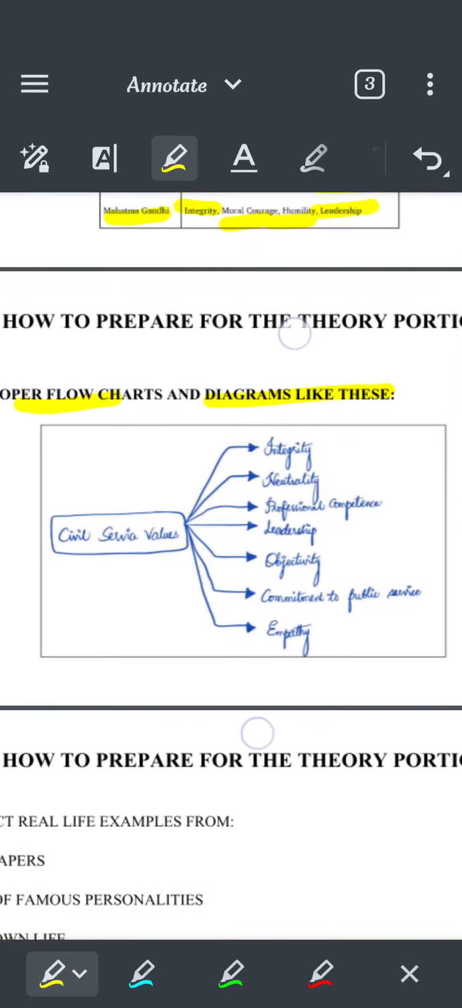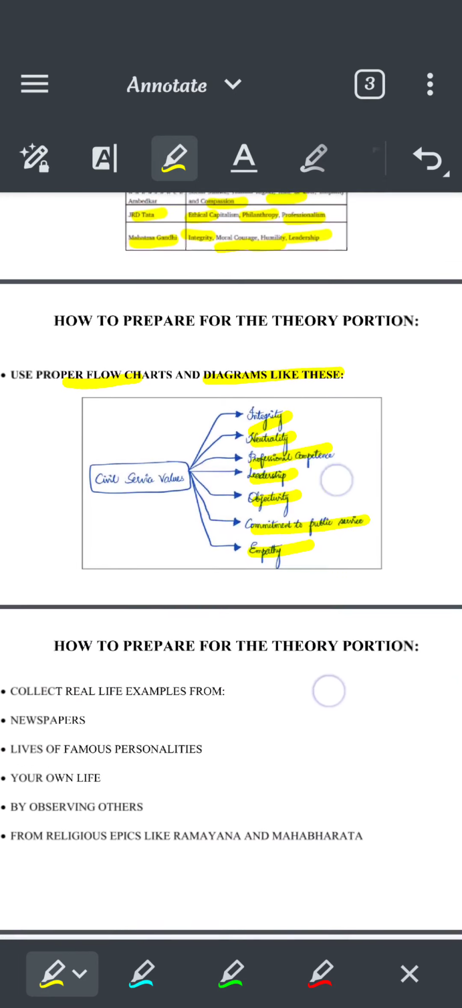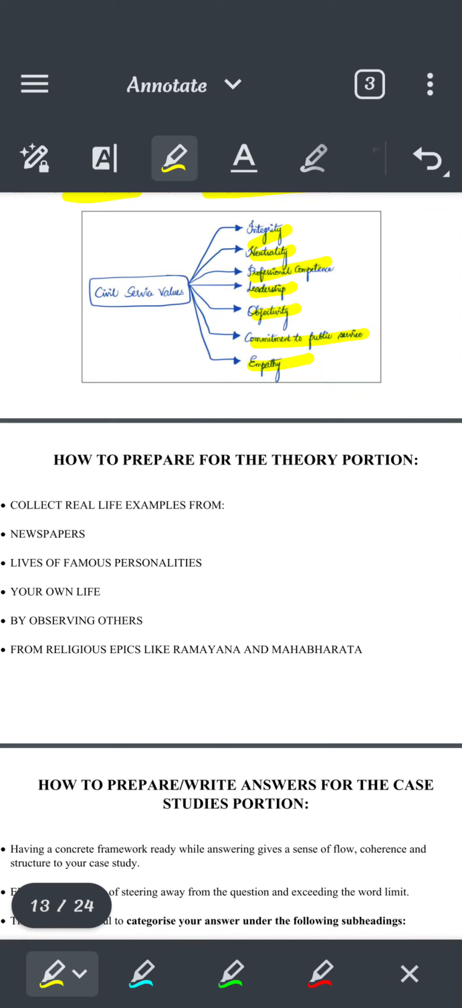So civil service values, various civil service values, are defined by the Nolan Committee as well. The various values are integrity, neutrality, professional competence, leadership, objectivity, commitment to public service, empathy. You must also collect real life examples from newspapers, the life of famous personalities, your own life by observing others and the surroundings, and from the religious epics like the Ramayana and the Mahabharata. You can collect examples from those and use them in your answers. That will be very good for the answers.